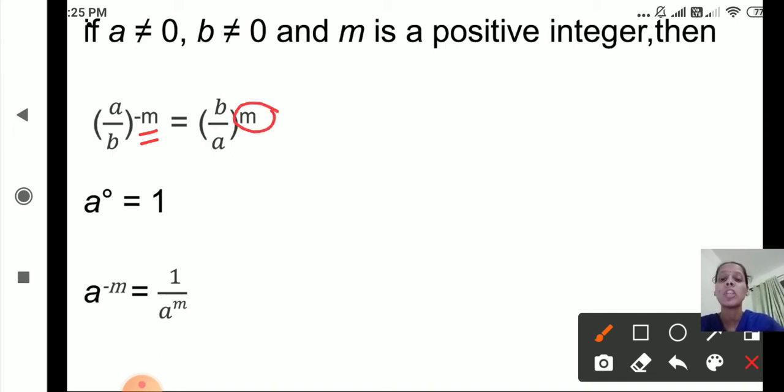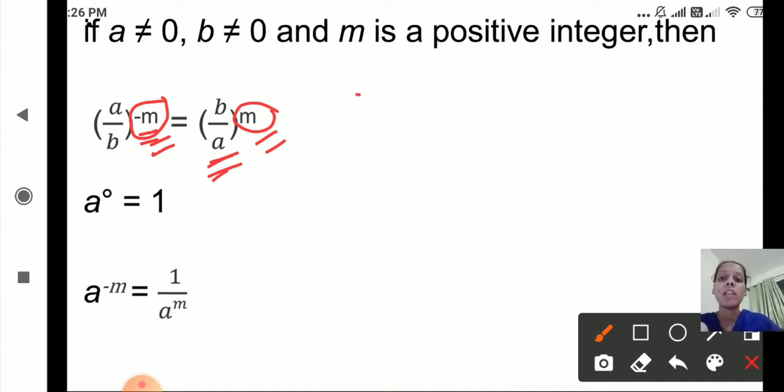As we change these numbers, if the numerator goes into the denominator and the denominator comes into the numerator, the sign of the index will change. As you can see here, this is minus m and this is plus m. The sign of the index will change as we are changing these numbers.